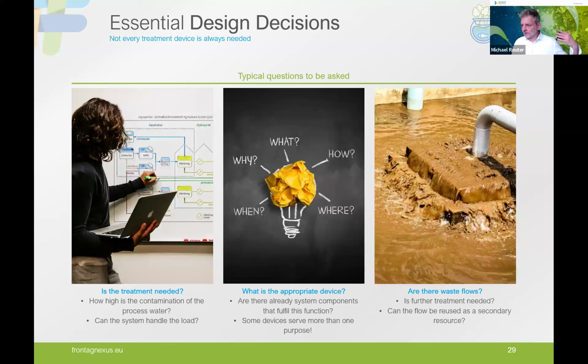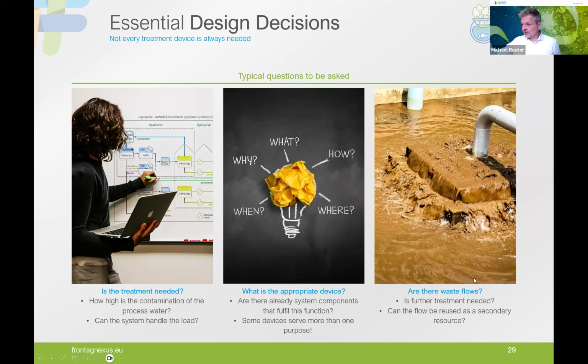Then the question, what would be the appropriate device in my system? Because for every treatment step, there are usually different devices that are available, and we should pick the one that offers us the best value for the investment with respect to the aquaculture system that we are planning.